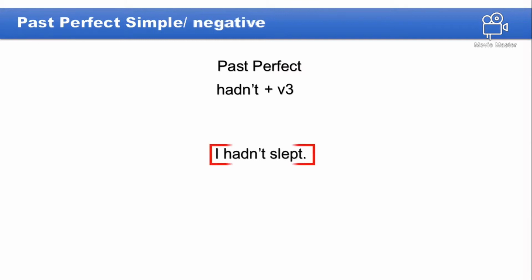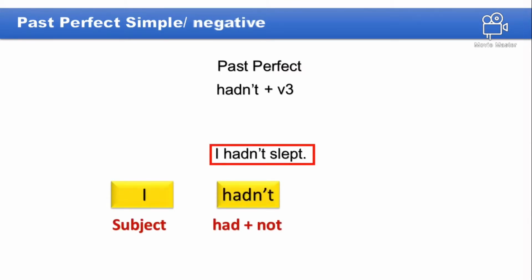Past perfect simple negative. The general rule for past perfect simple is had plus verb 3, but in the negative form, you need hadn't plus verb 3. Example, I hadn't slept. I is the subject. Hadn't is had plus not. Slept is verb 3.